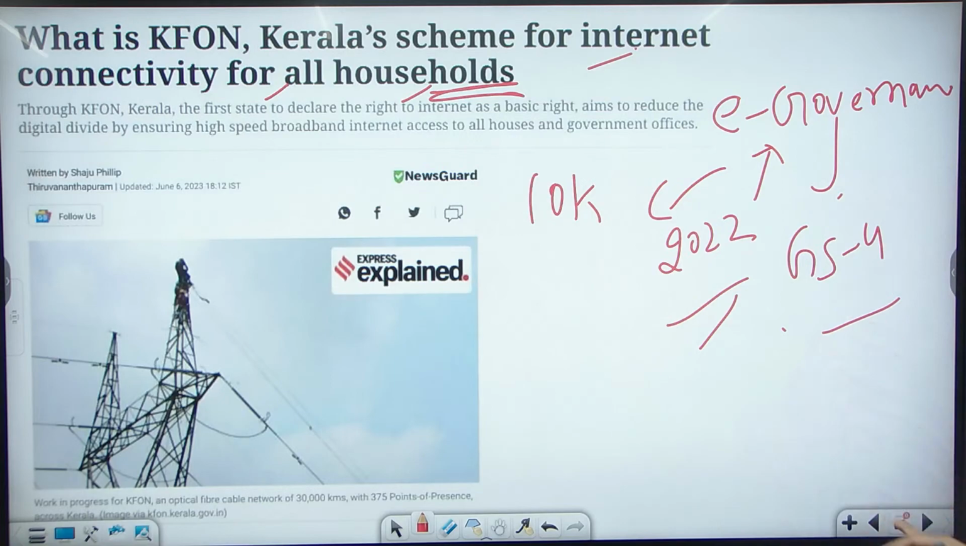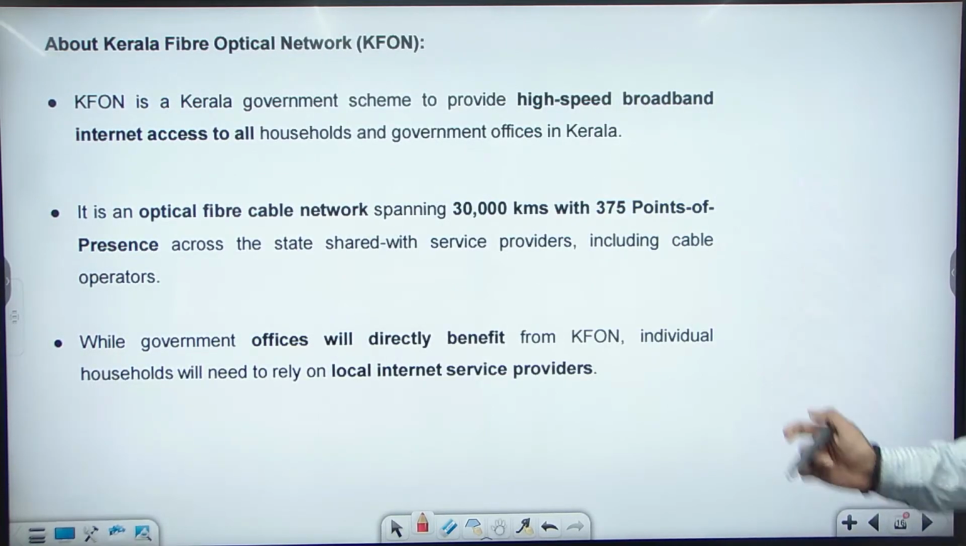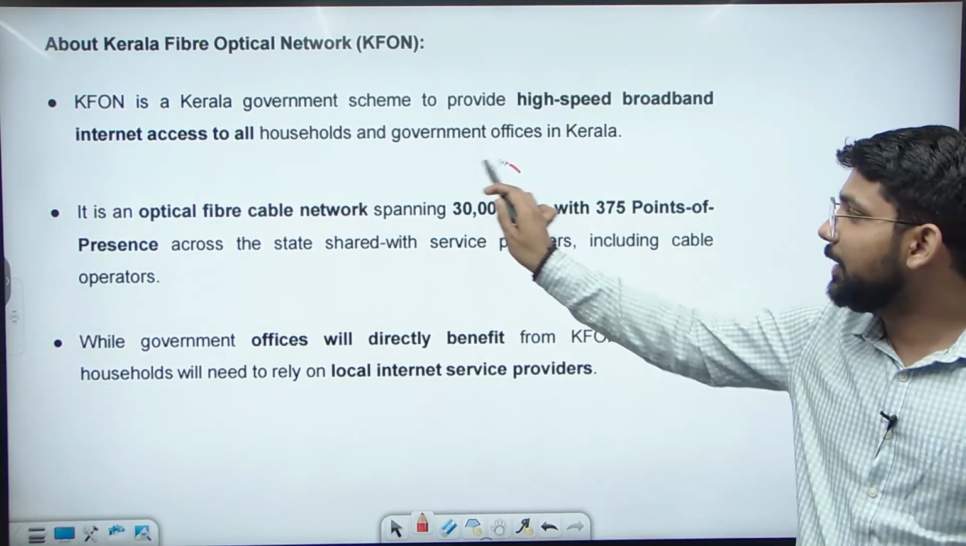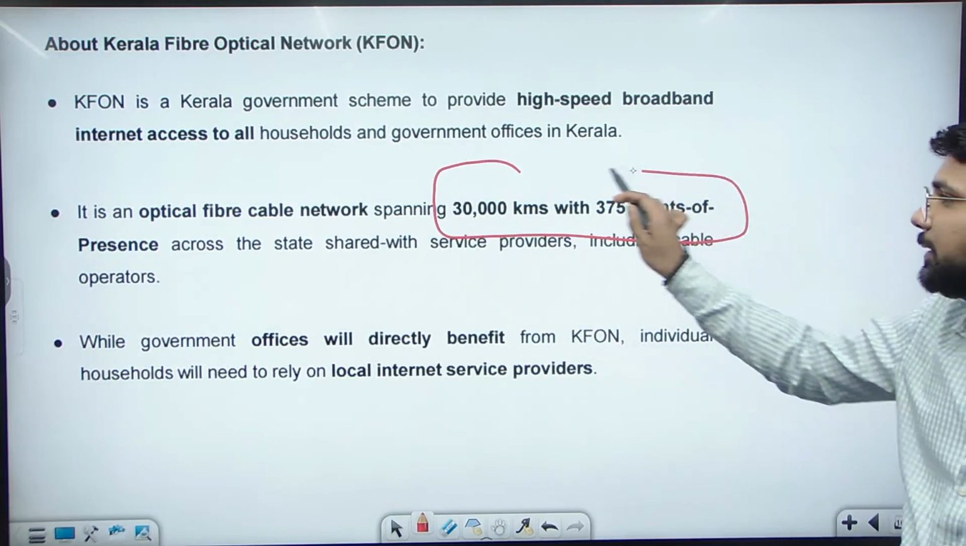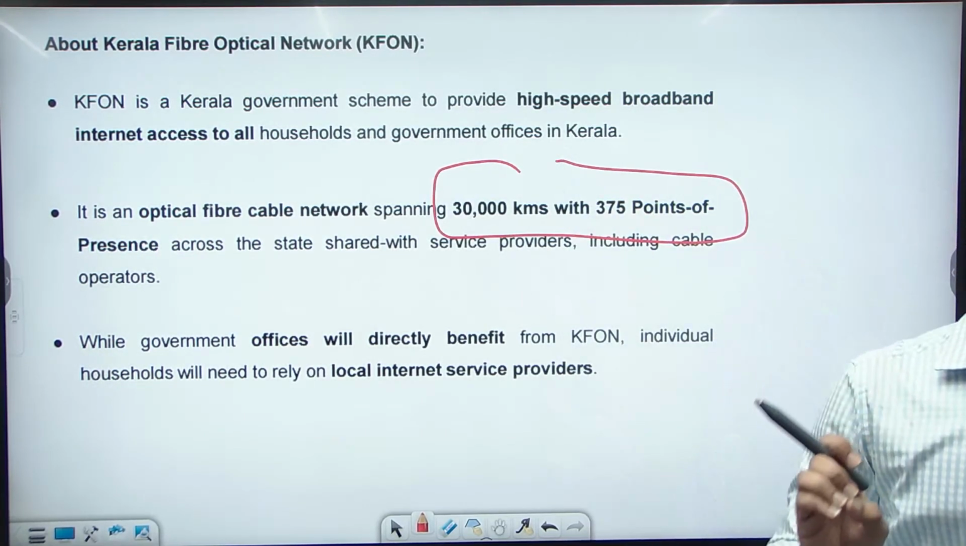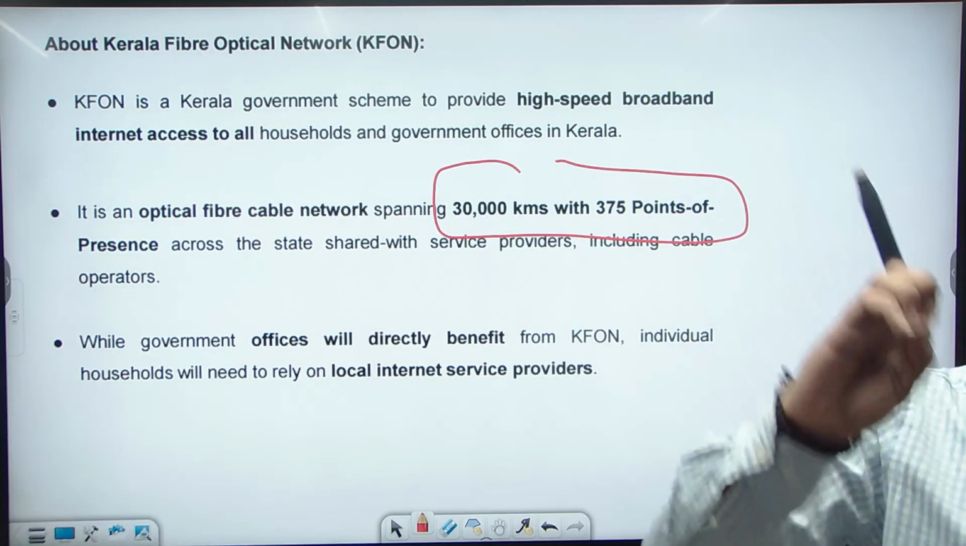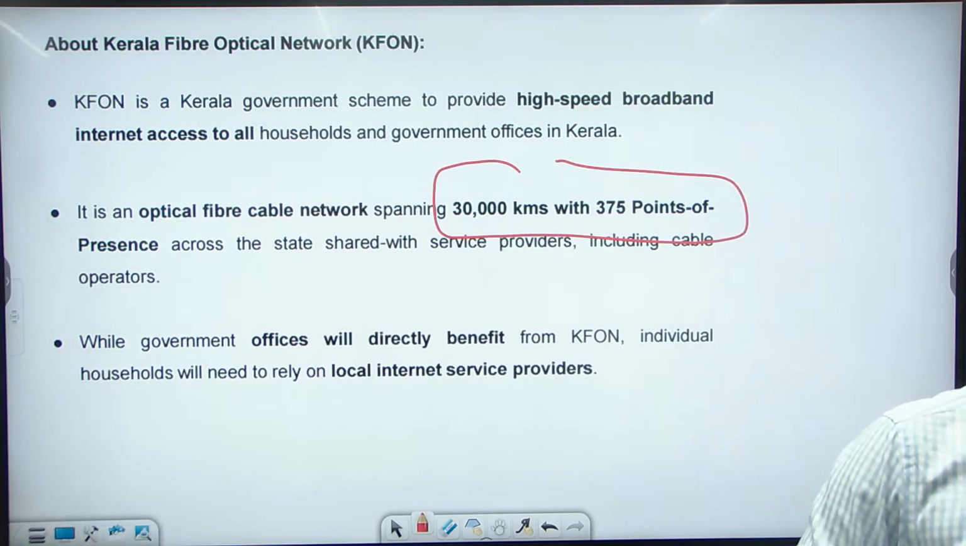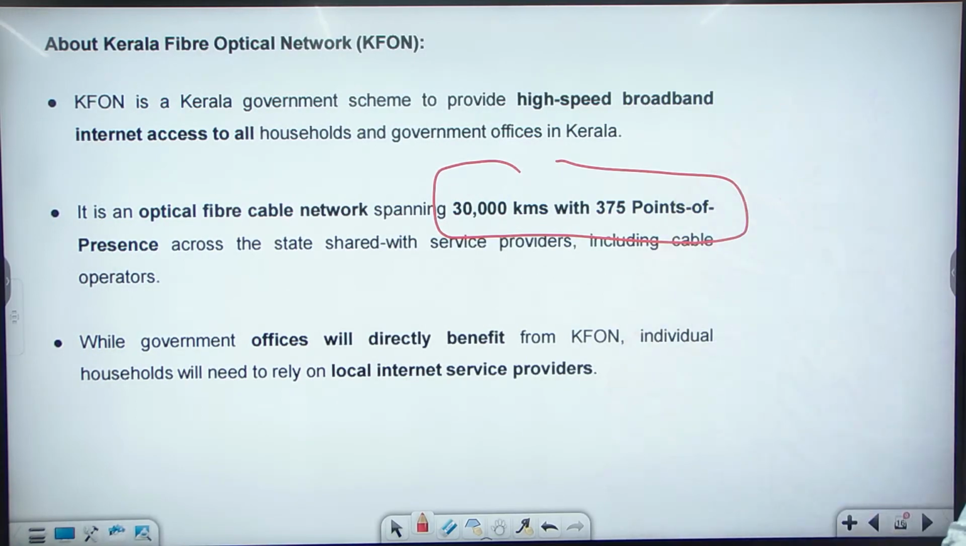So this is about KFON. These are simple details; you can read the same thing. The connection spans 30,000 kilometers, and there will be 375 points of presence for boosting these connections. Initially, this is the setup of the fiber optical network of Kerala.